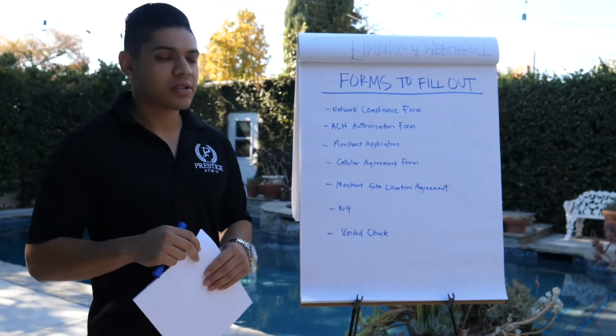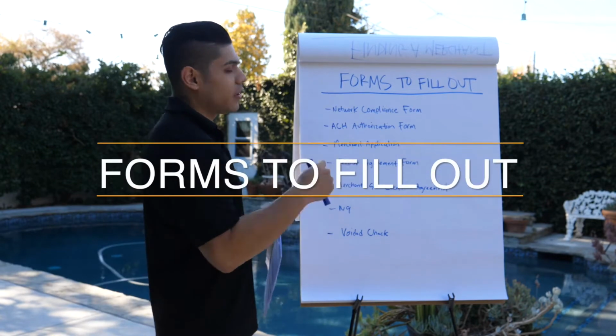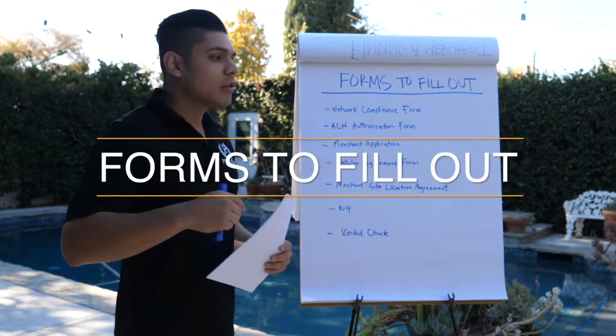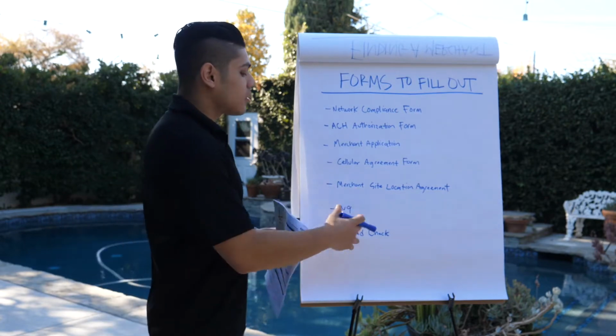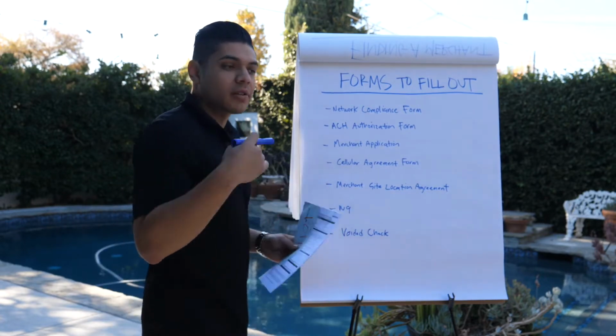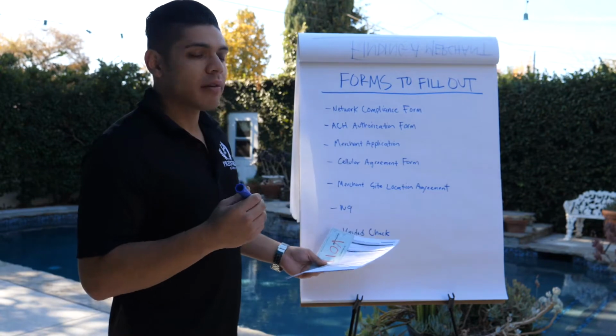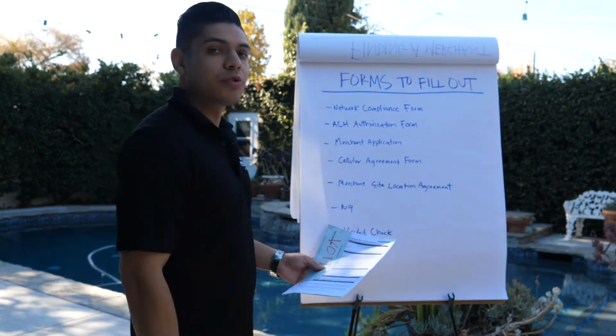In this module, I'm actually going to talk about the forms that you're going to have to fill out. So once you find your merchant, you found the machine you want, and you guys agree on the price, these are the forms that you're going to have to fill out. Now, when I filled out these forms by myself the first time, it was super confusing.